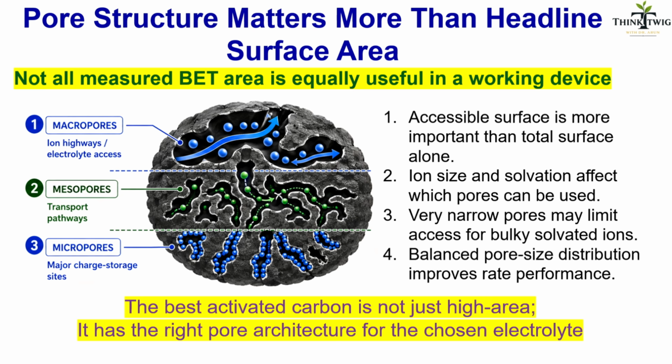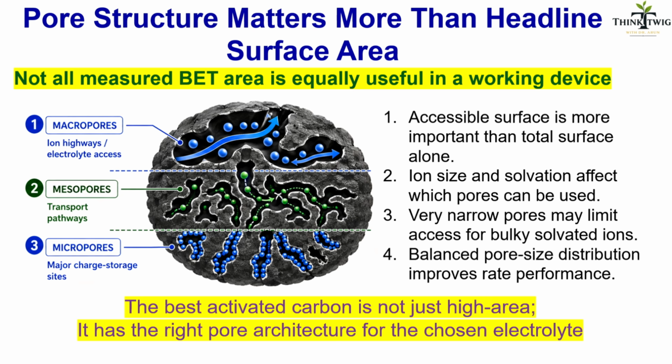So a very high total surface area does not automatically mean that every square meter of that surface will contribute equally during operation. This is why pore architecture matters. We need pores that provide charge storage surface, but we also need a structure that allows ions to move through the electrode and reach that surface. A balanced pore size distribution can support better rate performance.